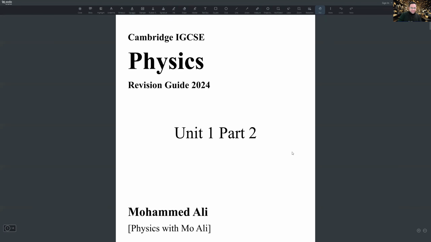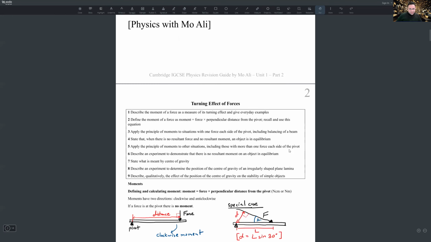All right, now listen up. This is part 2 of the Unit 1 revision, and we only have a few topics left to finish Unit 1, even though they're actually very important. And let's get started right away.